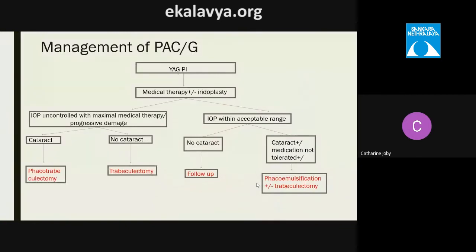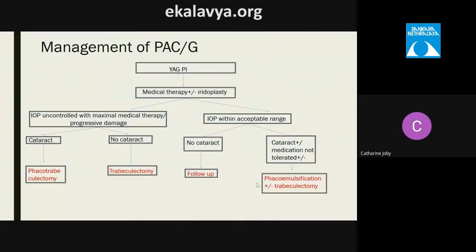The management of primary angle closure and primary angle closure glaucoma are almost similar. Once the LPI is done, start the patient on medical therapy. If needed, laser peripheral iridoplasty can be done. Assess the patient for IOP control. If the IOP is within acceptable range and there is no cataract, the patient can be followed up on a regular basis. And if there is significant cataract or if the medical treatment is not tolerated, phacoemulsification with or without trabeculectomy is the option.